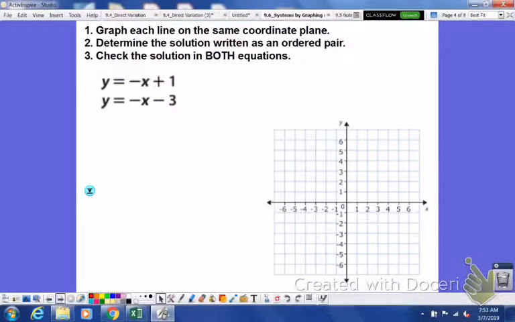So we take a look at this example. Graph each line on the same coordinate plane, determine the solution written as an ordered pair, and then check the solution in both equations. So do different colors here again.